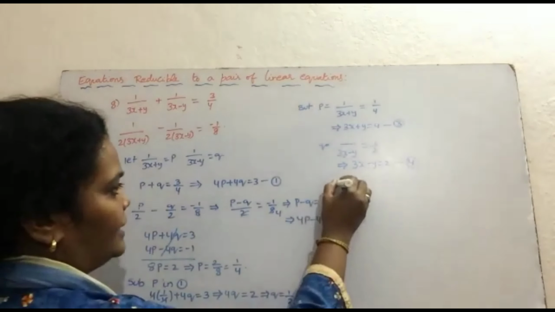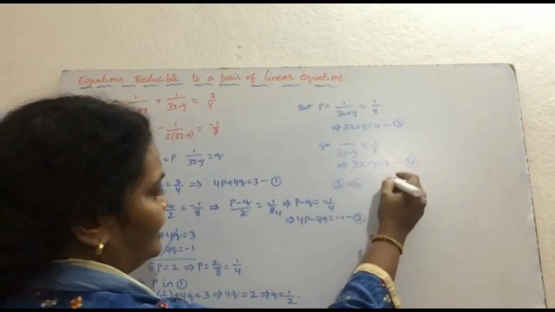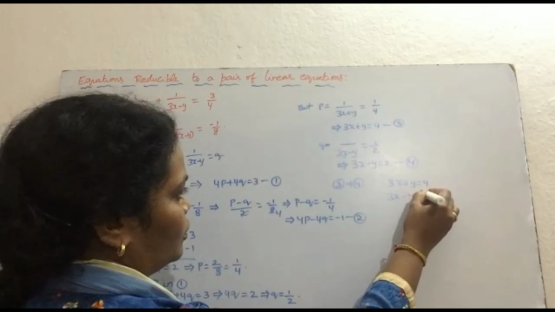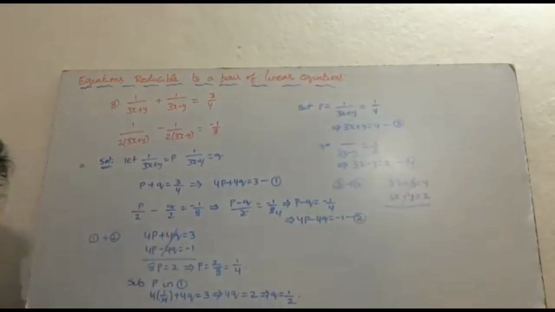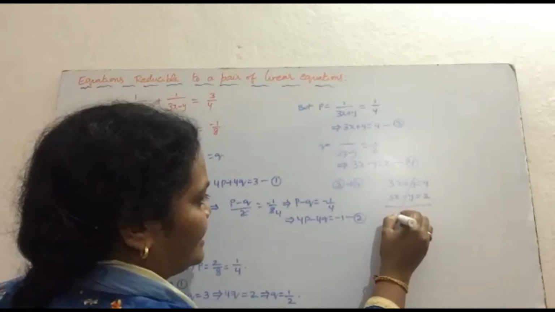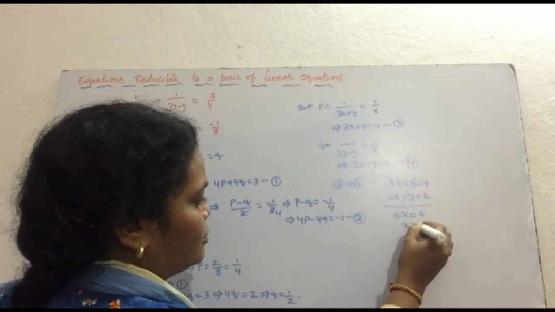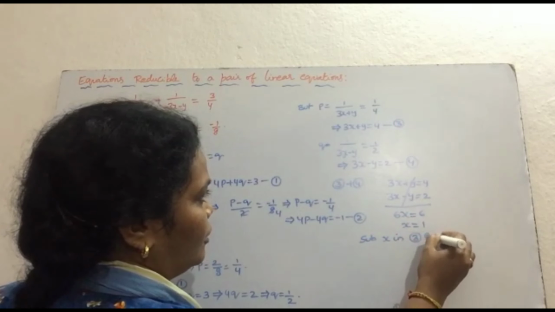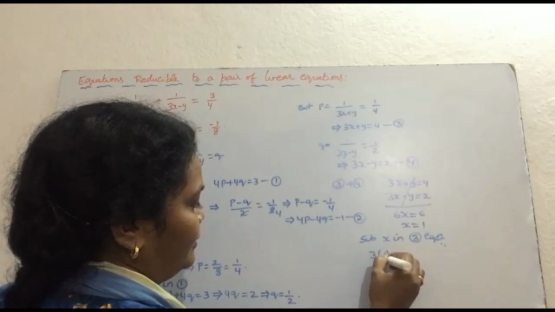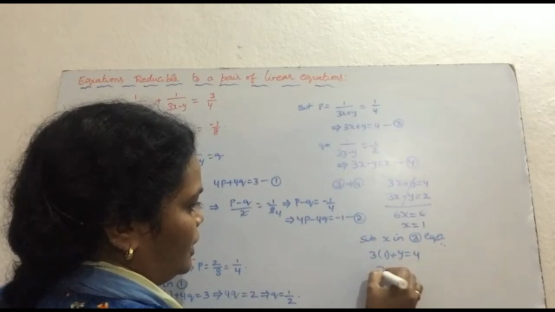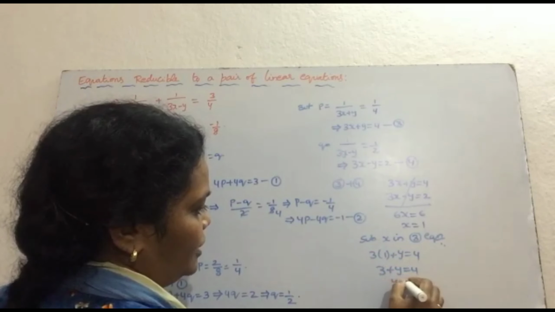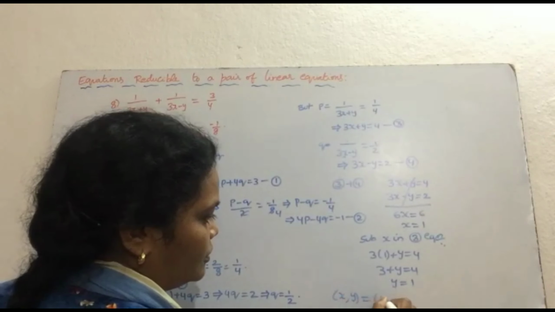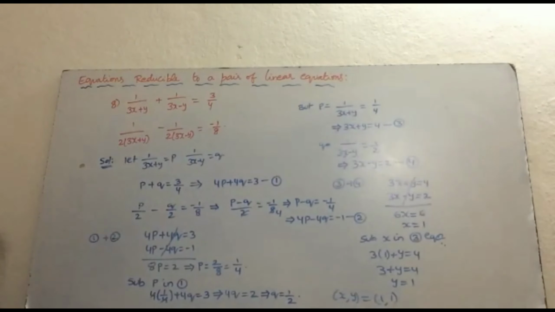Now add 3 and 4. We will get 3x plus y is equal to 4, 3x minus y is equal to 2. Then these two get cancelled. Then 6x is equal to 6. X is equal to 1. Substitute x in the third equation. We will get 3 into 1 plus y is equal to 4. So 3 plus y is equal to 4. Y is equal to 1. So what is the value of x and y? So x comma y is equal to 1 comma 1.